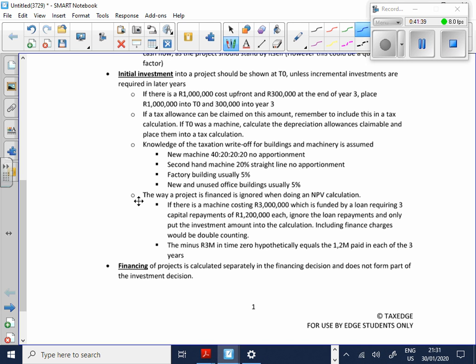I've taken into account everything. That's all the loan repayments, that's all the interest, that's all everything. I don't double count. I can't put in the 1.4 and put in the loan repayments. That would be double counting. Are you guys comfortable with that?